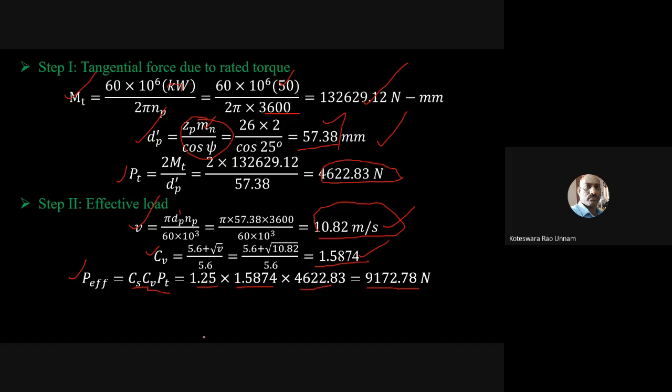So now I know the effective load. Then if I calculate SB, that is beam strength, and SW, then I can calculate the factor of safety against bending failure.